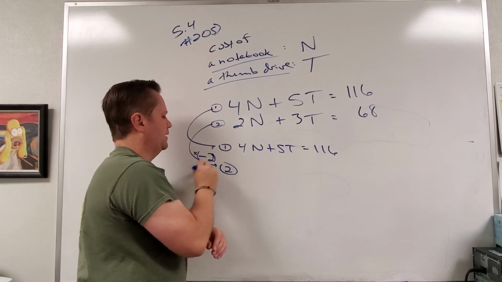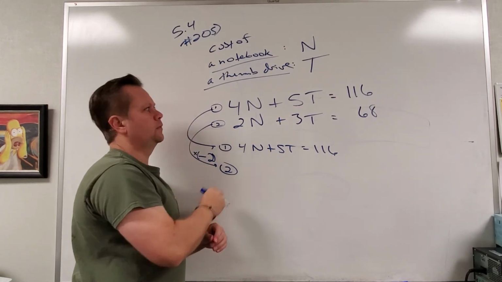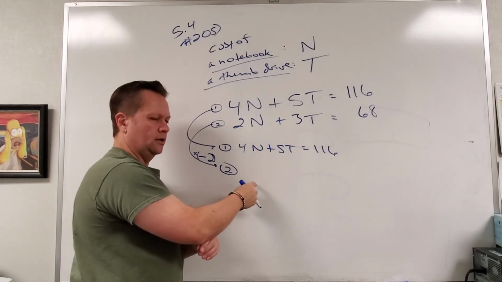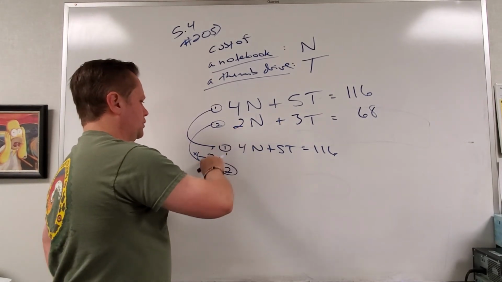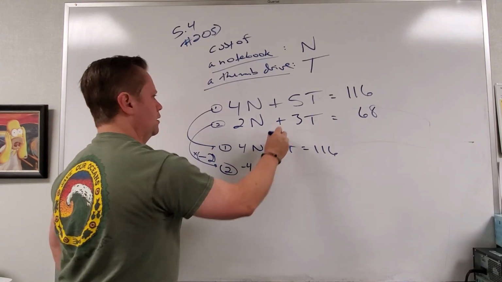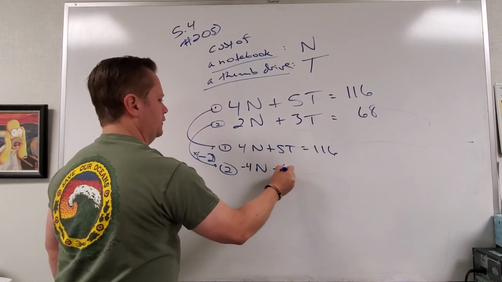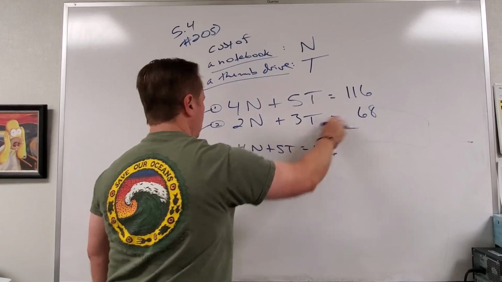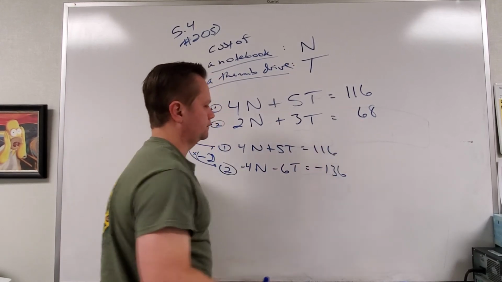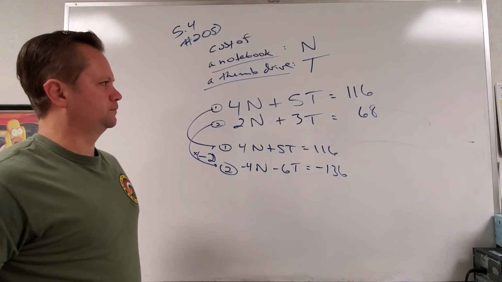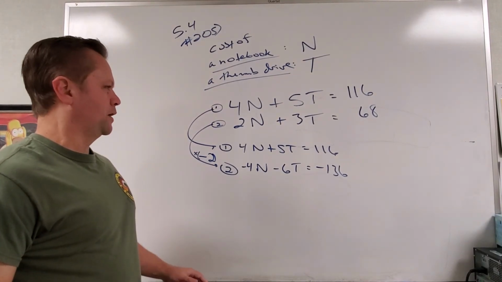So I want to multiply by -2 because I want what's here to kill each other, right? So if I multiply 2 times -2, -4n; 3 times -2, -6t; 68 times -2, Jeff, what do you get? 136? All right, let's hope that's the right answer. Yes, it is.